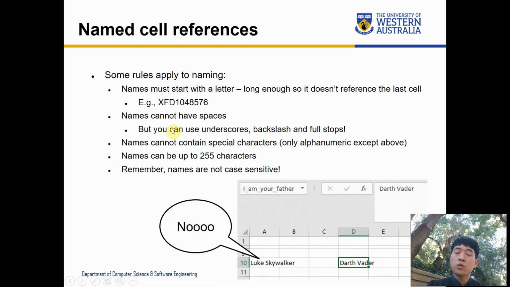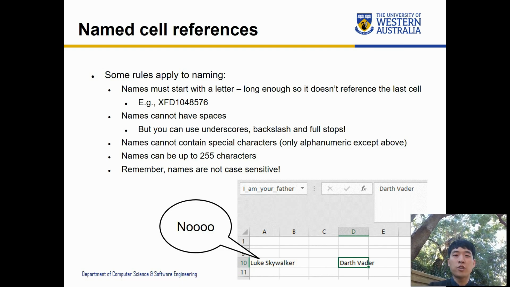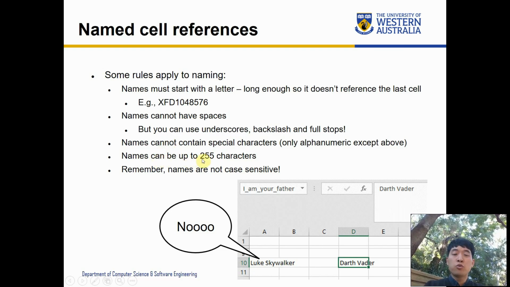Also you cannot have names with spaces. Instead, you can use underscores, backslash, and full stops. No other special characters you can use in there. Names can be up to 255 characters, and remember, names are not case sensitive, which means even if you put uppercase and lowercase letters inside names, Excel doesn't really care.